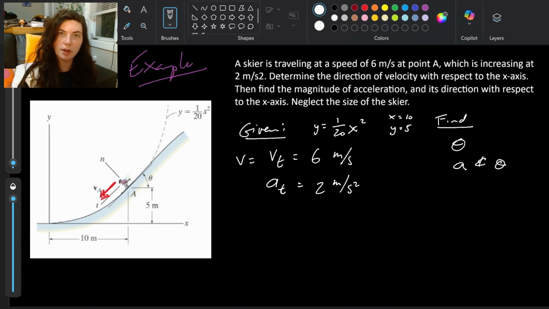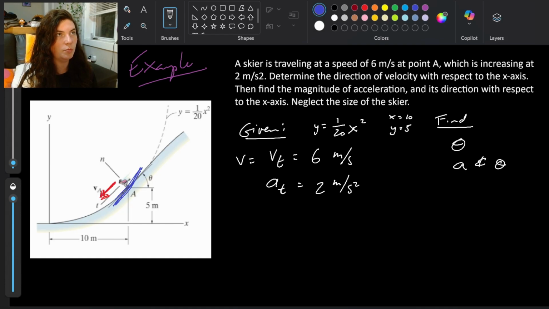And that's what we're going to do. We're going to find out. So to do this, we're going to go ahead and find our direction for velocity first. Since our velocity is entirely in the tangent, what we're trying to find is the slope of this line.